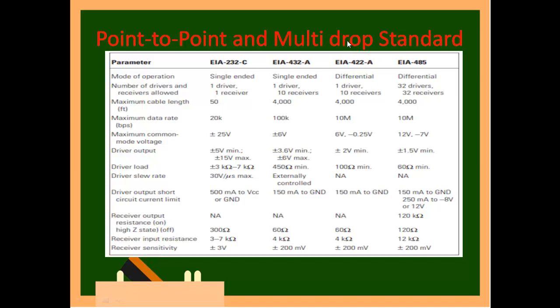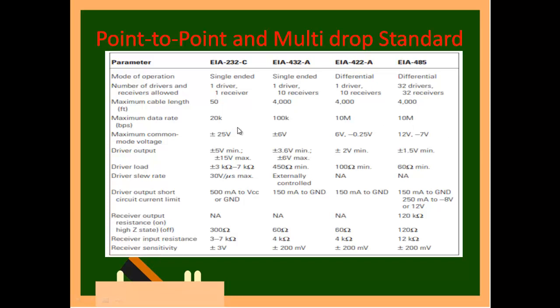Point to point means these three methods can communicate with only one device. That means the number of drivers is only one, whereas in RS-485 I have 32 drivers. So I can directly connect with 32 devices. Maximum cable length for this is only 50 feet, and for this it is 4000, 4000.